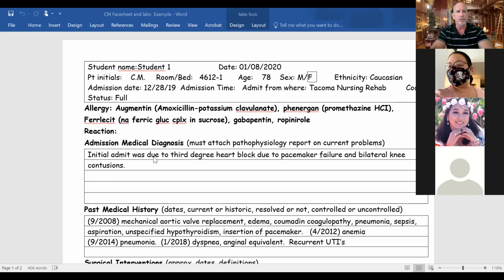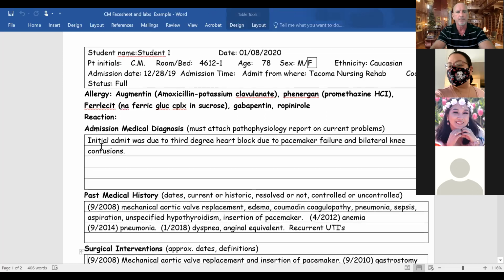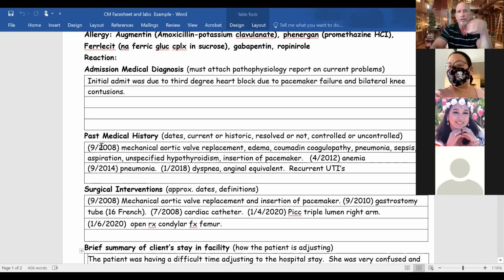Admission medical diagnosis. When I do the PowerPoint on the labs, I'll talk more about where you can get some of this information. There are different places in their medical records you can get it. Usually the first doctor's note from when they're initially admitted to the care facility. There should be a doctor's note in there, and that's a great place to get the initial admission diagnosis and what happened.